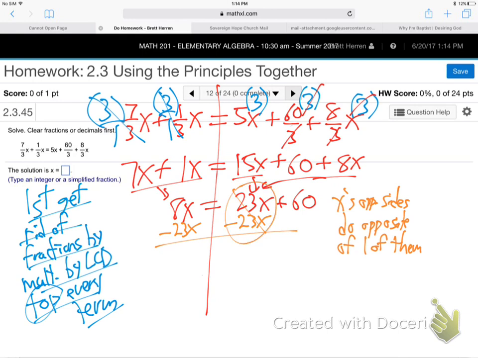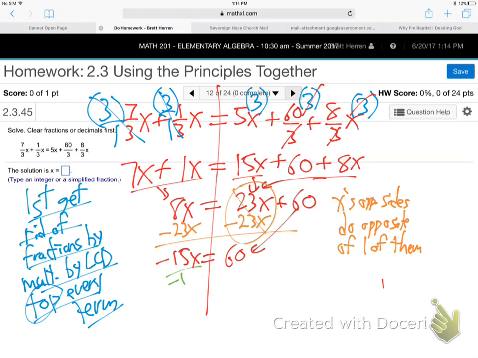I could have done minus 8x on both sides. That'd be okay too. Maybe I'll show that. But anyway, minus, what's this, 15x? Yeah? And this is just 60, huh? Just bring down the 60. Like that. What's the last step to get x alone?